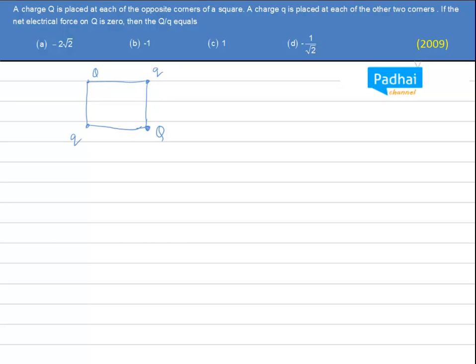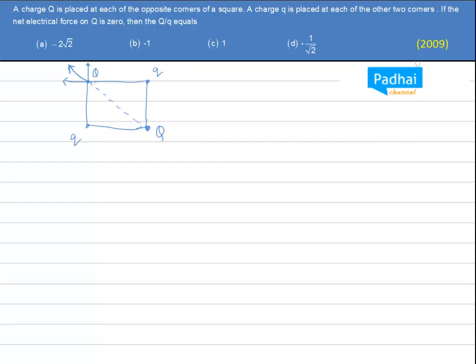Now we have to find the force on this small q. Now force on this due to this capital Q will be along the diagonal basically, and it will be in this direction because they are having the same sign. Now small q should be of the opposite sign, because if it is of the same sign, then the force will be coming in this direction and the force will be coming in this direction. So net cannot be 0.